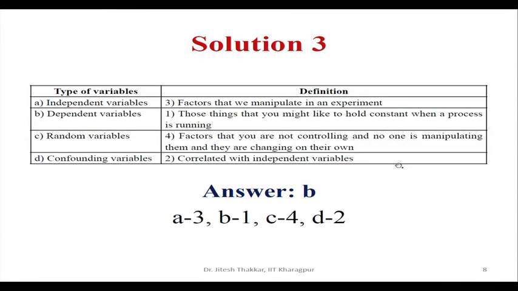The correct answer for this question is B, that is, independent variables: factors that we manipulate in an experiment. Dependent variable: those things that you might like to hold constant when a process is running. Random variables: factors that are not controlled and no one is manipulating them and they are changing on their own. And D, confounding variables: correlated with independent variables.